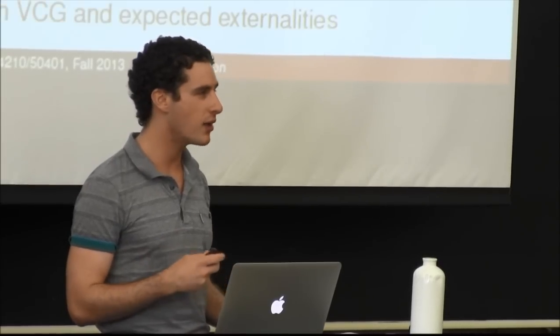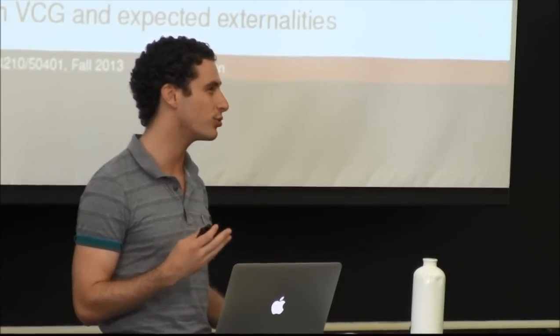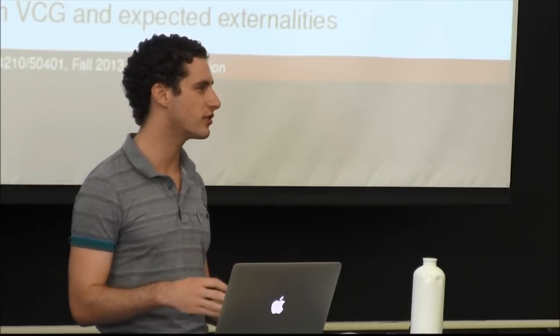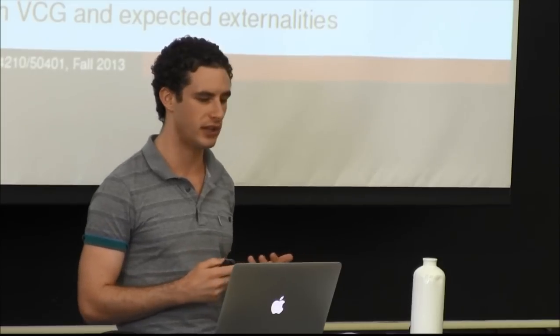I'll then talk about eliciting information in a way that doesn't create those strategic problems using the Vickrey-Clarke-Groves mechanism, and why the Vickrey-Clarke-Groves mechanism doesn't work as well as you might hope, and some alternatives to the Vickrey-Clarke-Groves mechanism, in particular the expected externality mechanism.